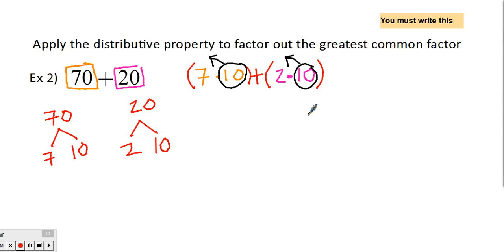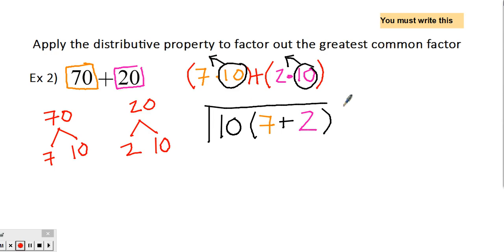Okay. So then, if I factor out 10, this is going to be 10 out in the front, and then inside the parentheses, you're going to have 7, because if you take out 10, you're only left with 7, and the second number you would have 2. And this will be your answer. Again, you can check. 10 times 7 is 70. 10 times 2 will be 20.